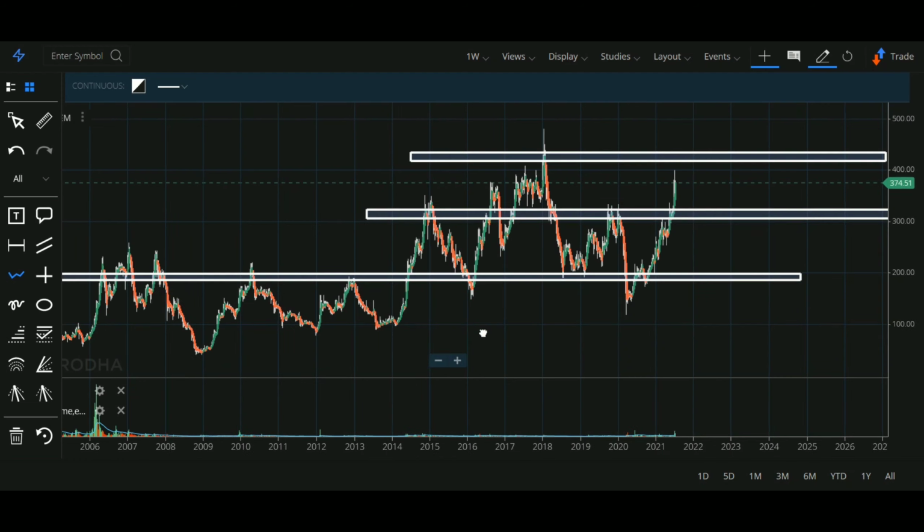So right now, I can see that all the zones that I have drawn, the prices have been supporting these zones in a proper way.